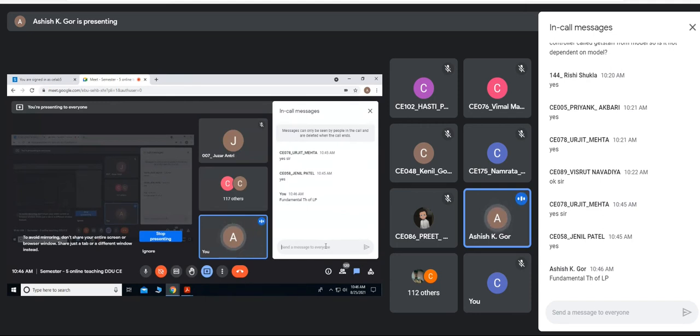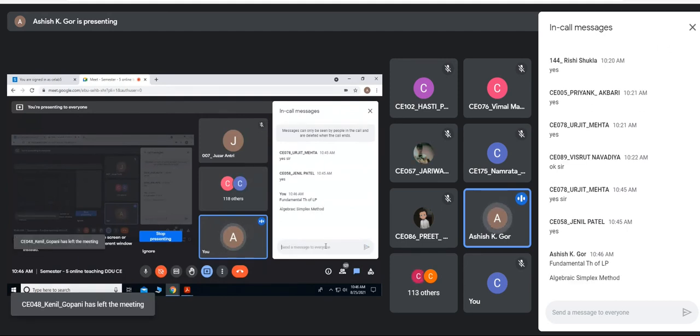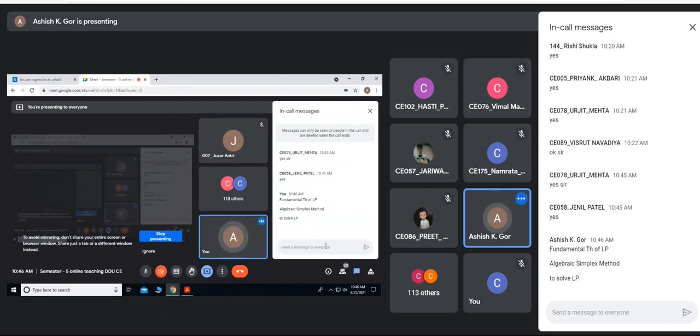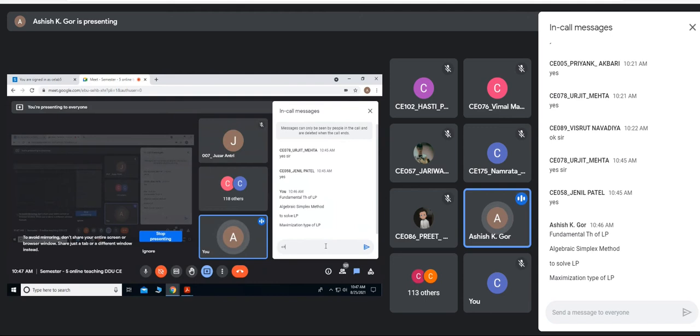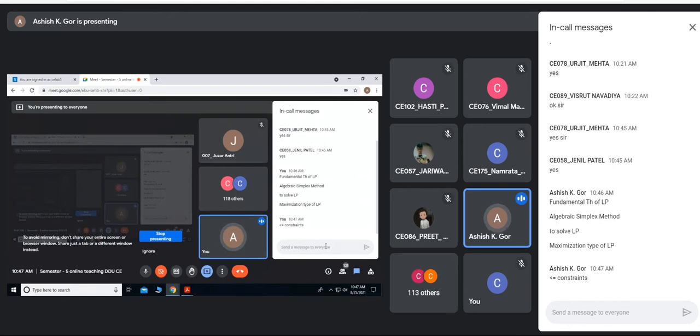So let us today see the algebraic method, the algebraic simplex method, our algebraic simplex algorithm to solve what? To solve a linear program. More specifically, I am talking about the maximization type of linear program, with less than or equal to constraints. So the constraints have inequalities of type less than or equal to, and the variables take non-negative values. So all variables are non-negative.